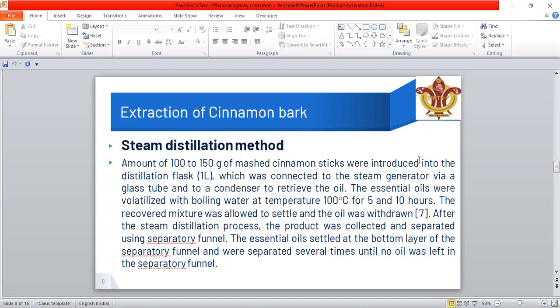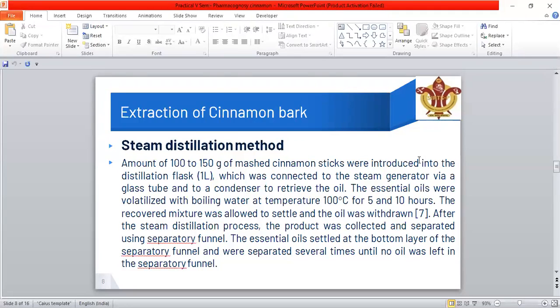To explain in a simple way, you have to take cinnamon bark and smash it in small pieces, and introduce it into the distillation flask, using water as the solvent, and boil it at 100 degrees Celsius for 5 to 10 hours. Once the boiling is done, you have to collect the steam distilled extract and take it in a separating funnel.